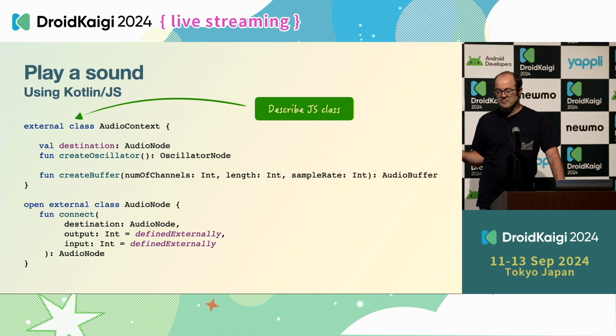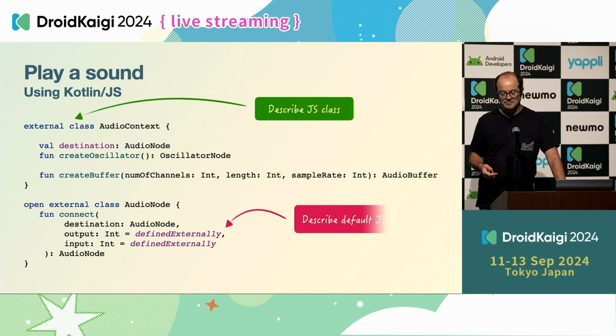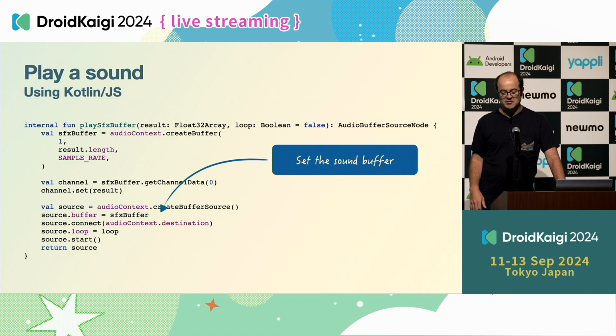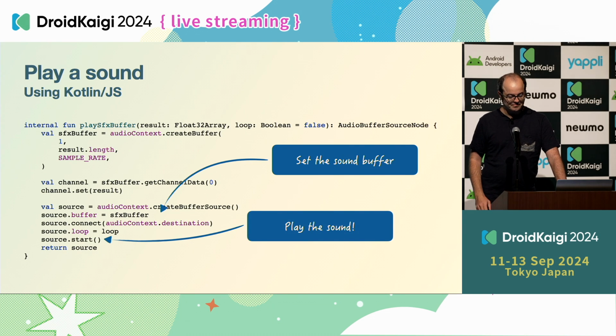There is an audio API in your browser. So what you can do is define in Kotlin how to use this audio API. You can define properties, methods, and so on, thanks to the keyword external. But you can also define the default JS argument without having to define what the default argument is in Kotlin. You just say, okay, output, there is a default argument. Once it's done, you can play your sound just by setting the buffer on your audio API and playing the sound.